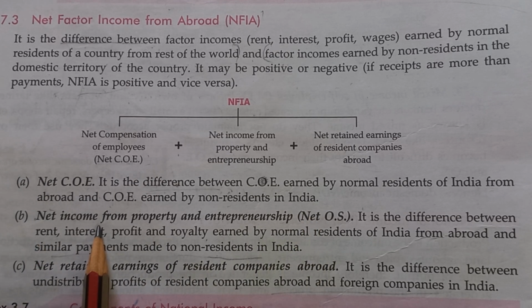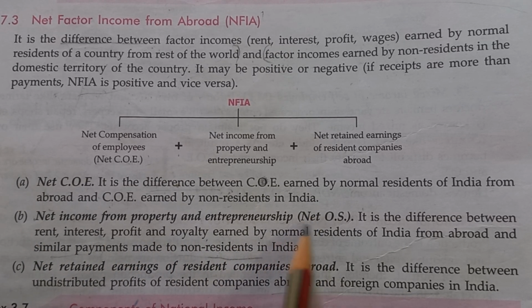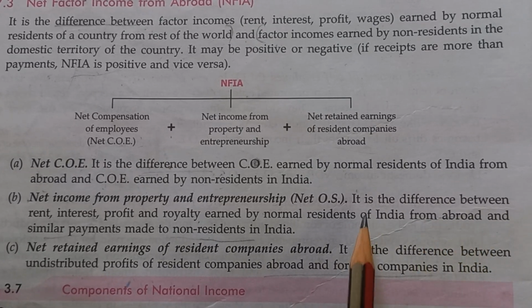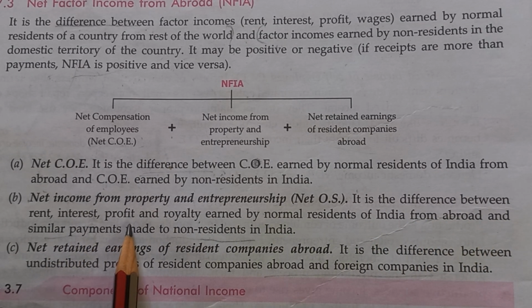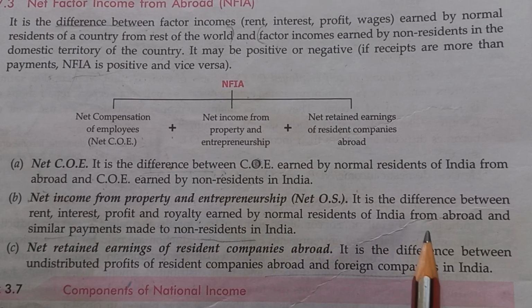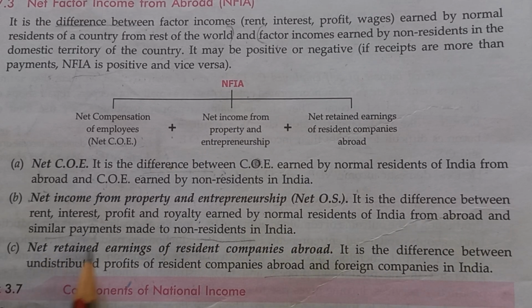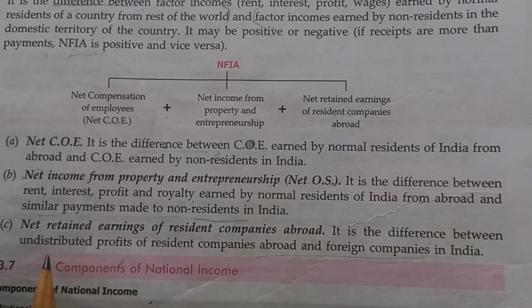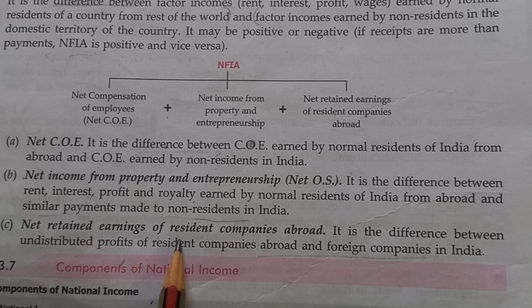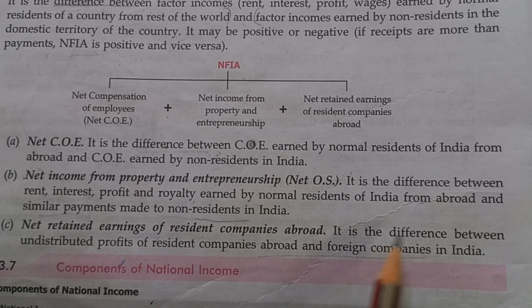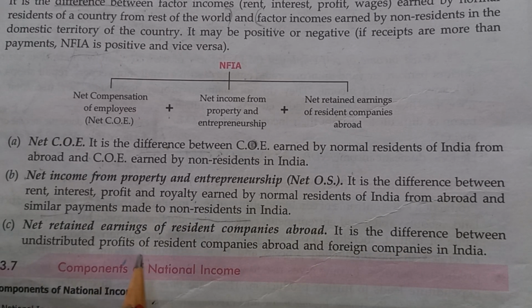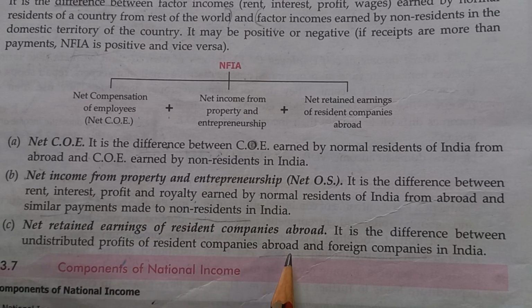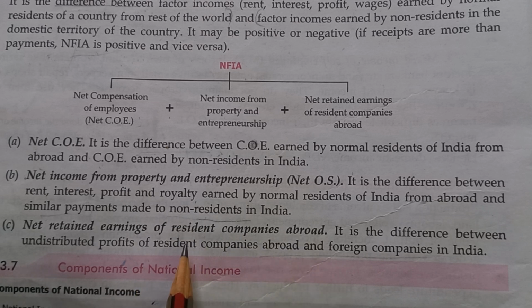Next, net income from property and entrepreneurship, that is net operating surplus. It is the difference between rent, interest, profit and royalty earned by normal residents of India from abroad and similar payments made to non-residents. Difference between the profits. The next, net retained earnings of resident companies abroad. It is the difference between undistributed profits, other profits of resident companies abroad and foreign companies in India. We have to subtract the income from abroad and to abroad.